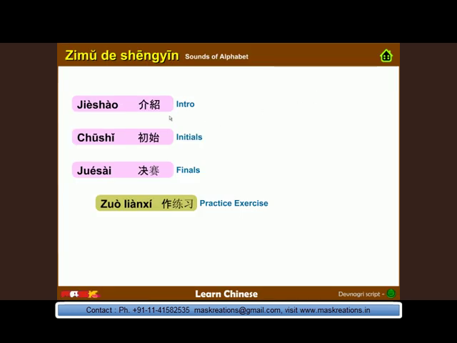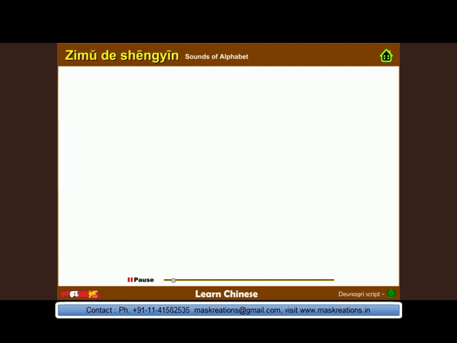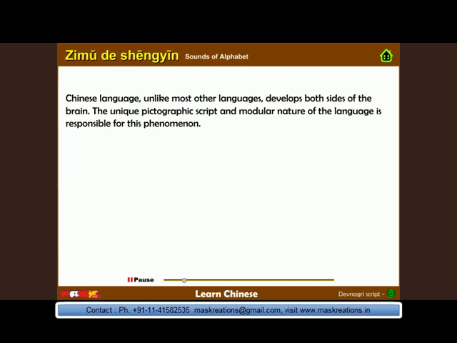Chinese language, unlike most other languages, develops both sides of the brain. The unique pictographic script and modular nature of the language.